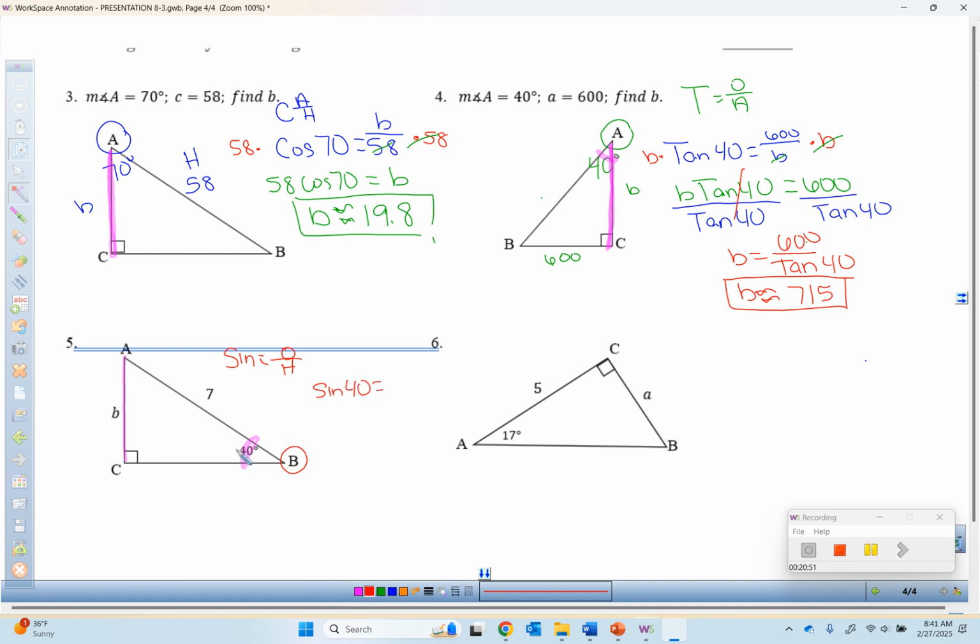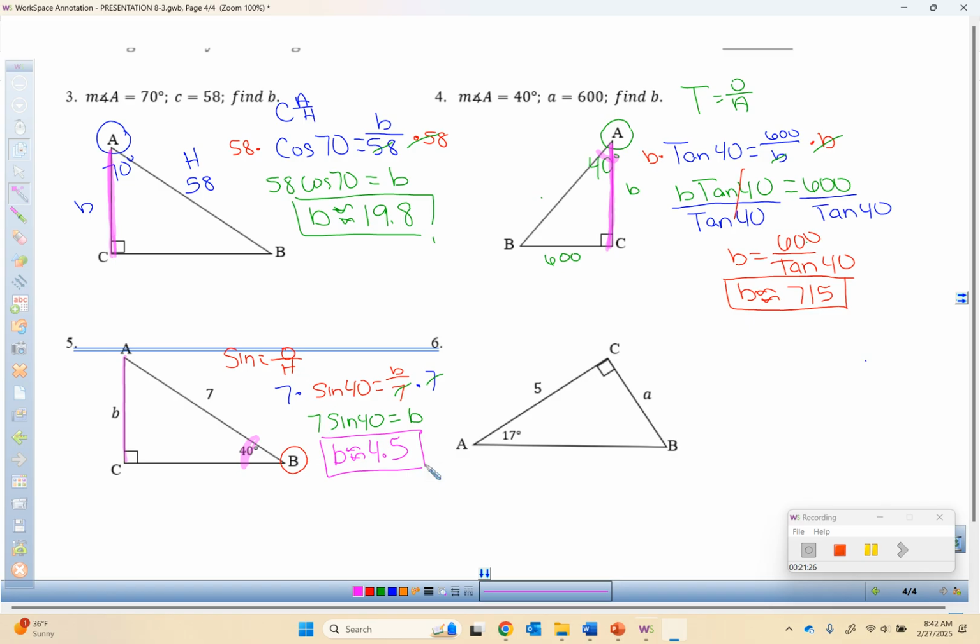I would set this up by saying sine 40 equals my opposite, which is b, over my hypotenuse, which is 7. Solving for b, this time I take both sides times 7, allowing these to cancel, leaving me with 7 sine 40 equals b. Now you can just put 7 sine 40 in your calculator. What do we get? 4.5. Once again, it is rounded, so these need to be approximate. 4.5. Very good.